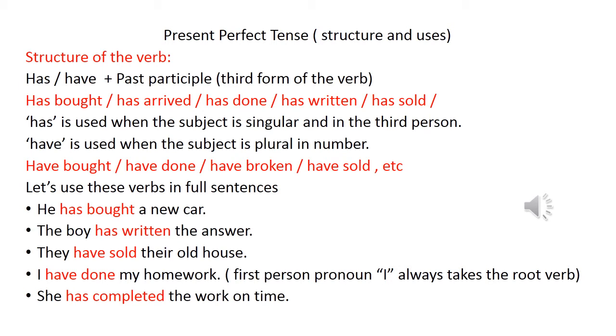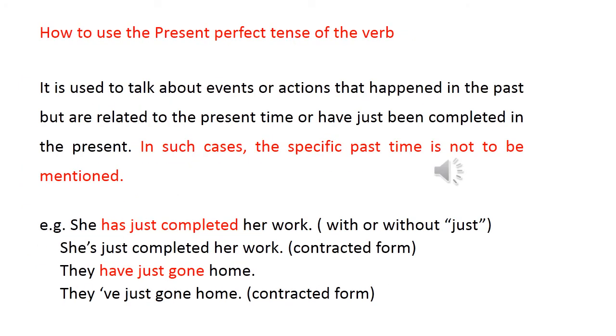So in the present tense you have two have forms. Has for the present singular and have for the present plural. Well, now let's see how to use the present perfect tense.